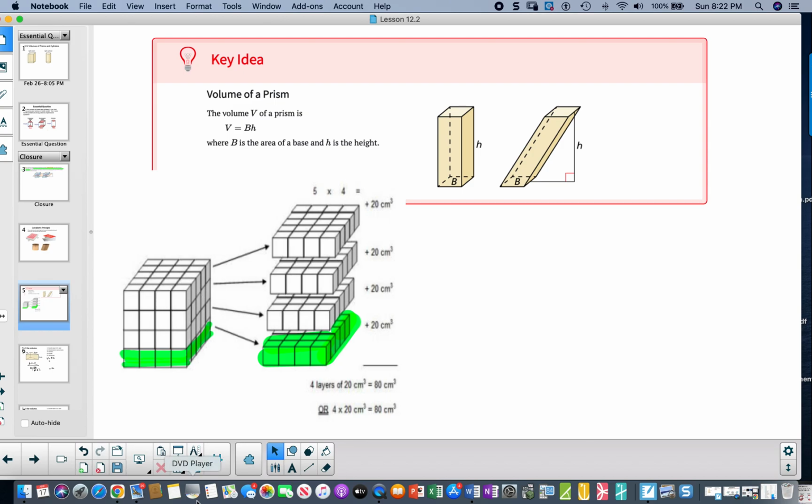In junior high, we took a look at the area of the base, which told us our first layer, and then we times it by how many layers that we had. In our course, the bottom layer isn't always a rectangle, so that's why we say area of the base. We don't use the length times width times height that you learned in junior high.